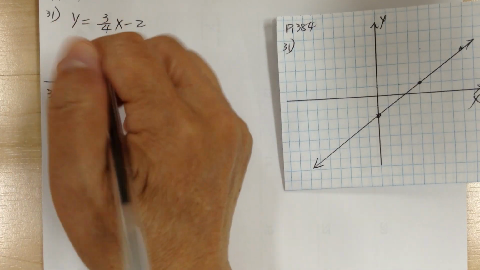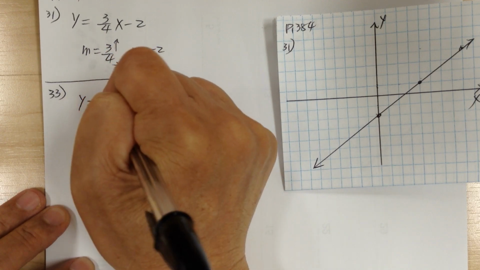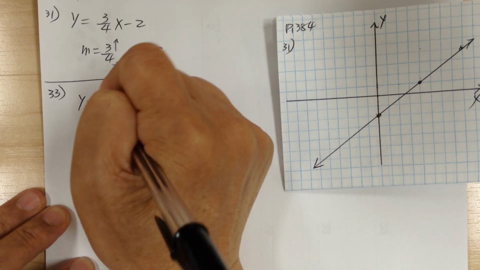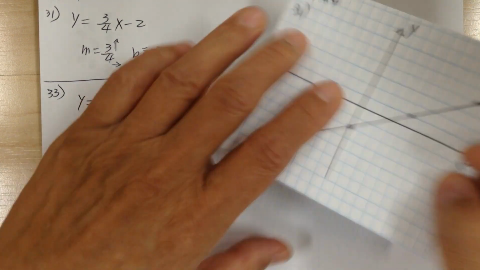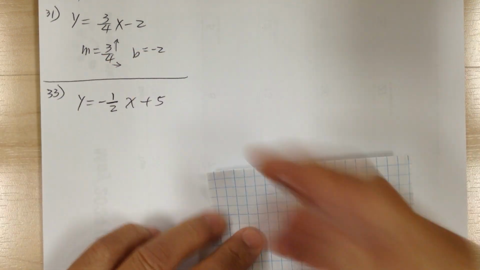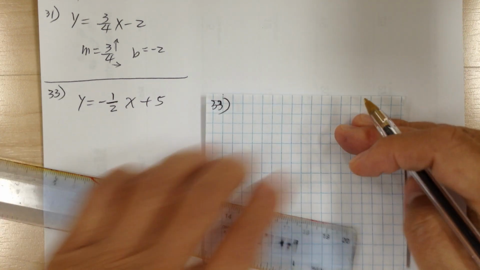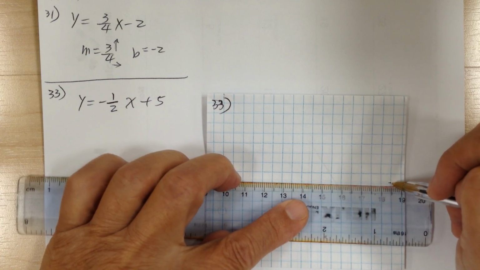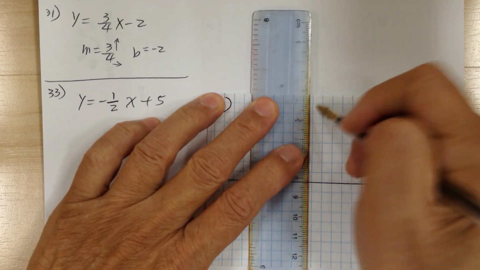Okay, 33. Yeah, y equal to negative 1 over 2, you can put the negative on top or on the bottom, plus 5. Okay, so 33. So again, remember what I said about when you have slope-intercept form, it's super easy. You don't have to do any extra work. You just look and you can graph.